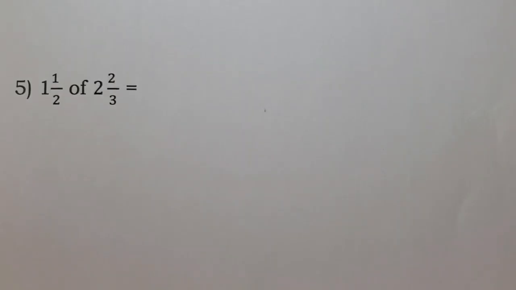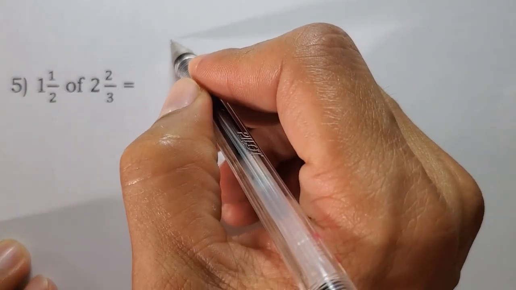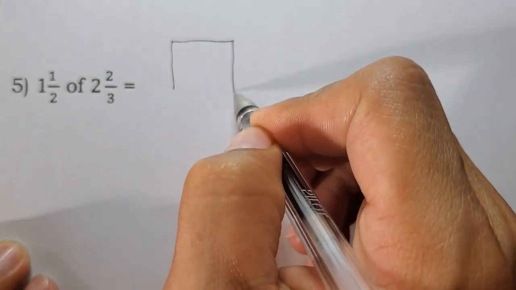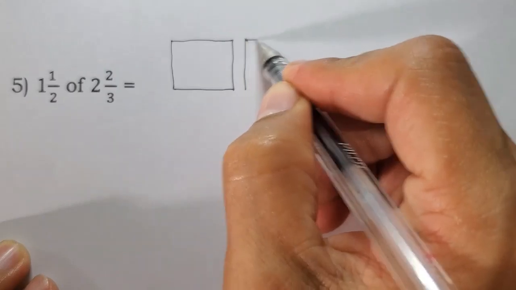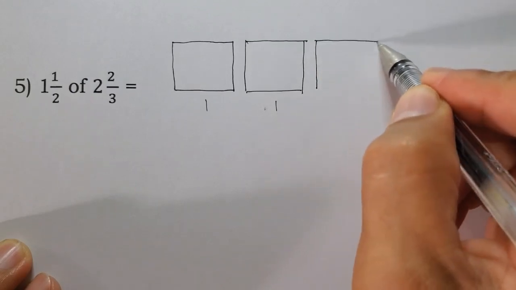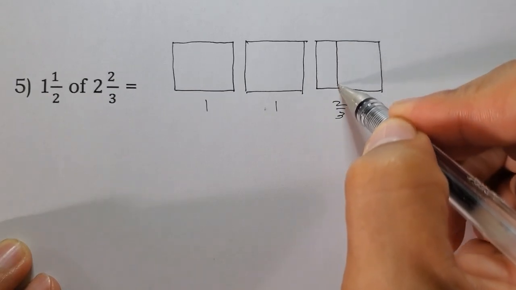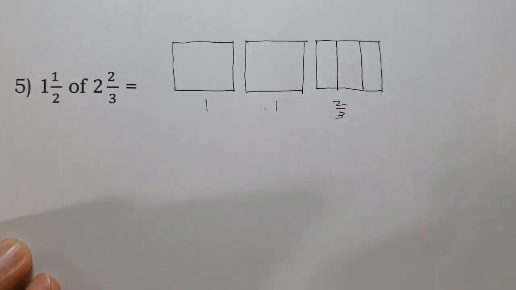Let's try to solve this time a very challenging number, which is 1 and 1/2 of 2 and 2/3. Of course, in order for us to solve 1 and 1/2 of 2 and 2/3, as what I have told you a while ago, you could also express 2 and 2/3 first through an illustration or a drawing. Okay, this is 2 and 2/3. 1, 2, and 2/3. Of course, to show 2/3 here, I will have to divide it into 3 equal parts and just shade 2 parts. So this is 2 and 2/3.